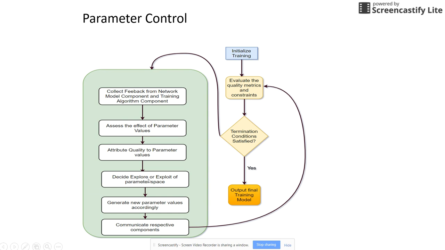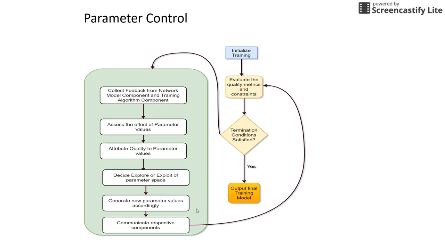Based on the knowledge, a decision can be made on whether to explore or exploit the parameter space. Exploration involves searching new parameter space and then obtaining the knowledge back so that you can take better decisions in the future. Exploiting is like using the existing knowledge to force the behavior of the system to a more positive state. Based on the above decision, new parameter values are generated and then the communication is sent back to the appropriate component to update the parameter values.